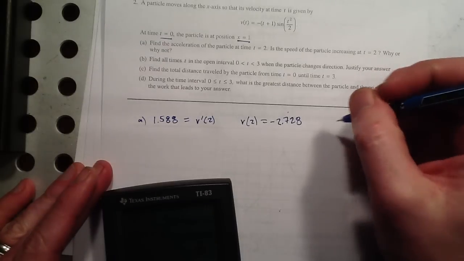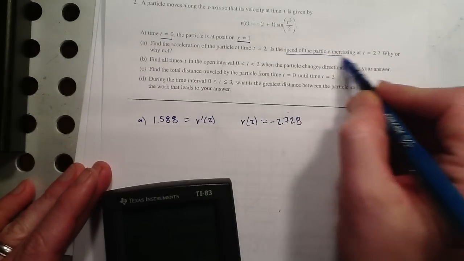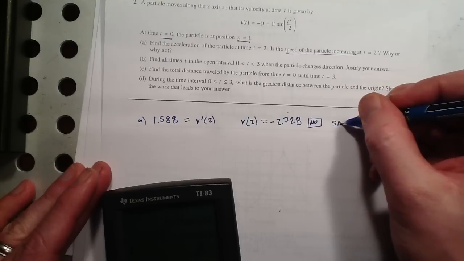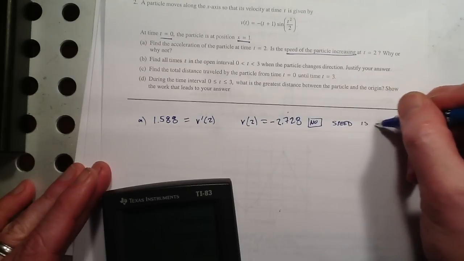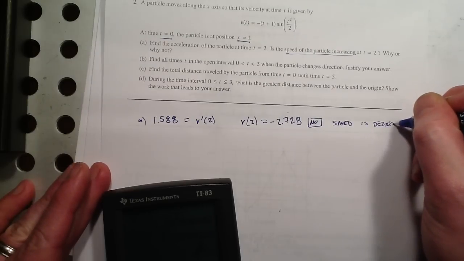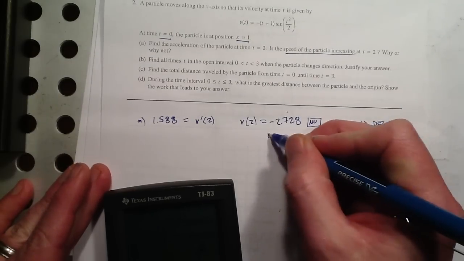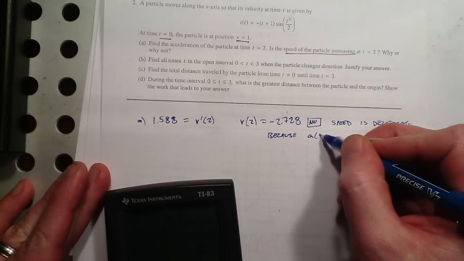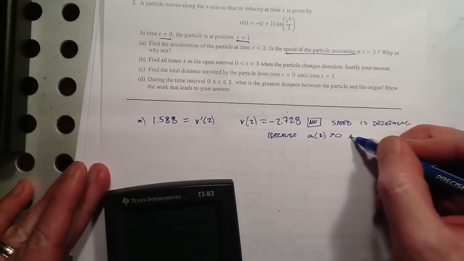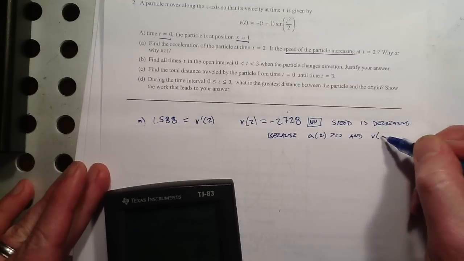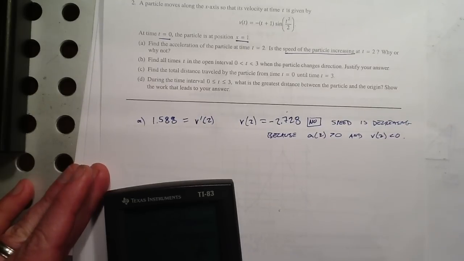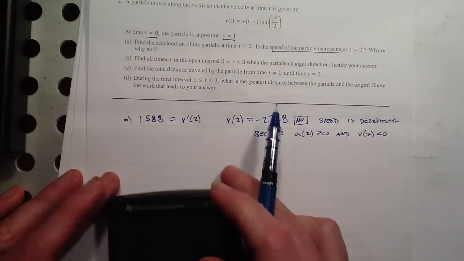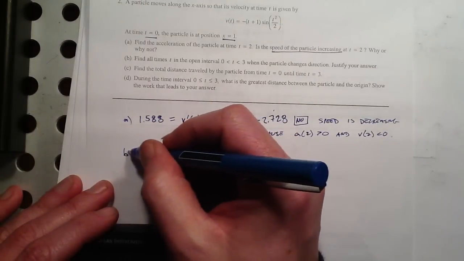So the answer is no. Is the speed increasing? No. Speed is decreasing because acceleration at 2 is positive and the velocity at 2 is negative. That's all you need for your justifications, right? Why or why not? That's why. Or why not, I guess.